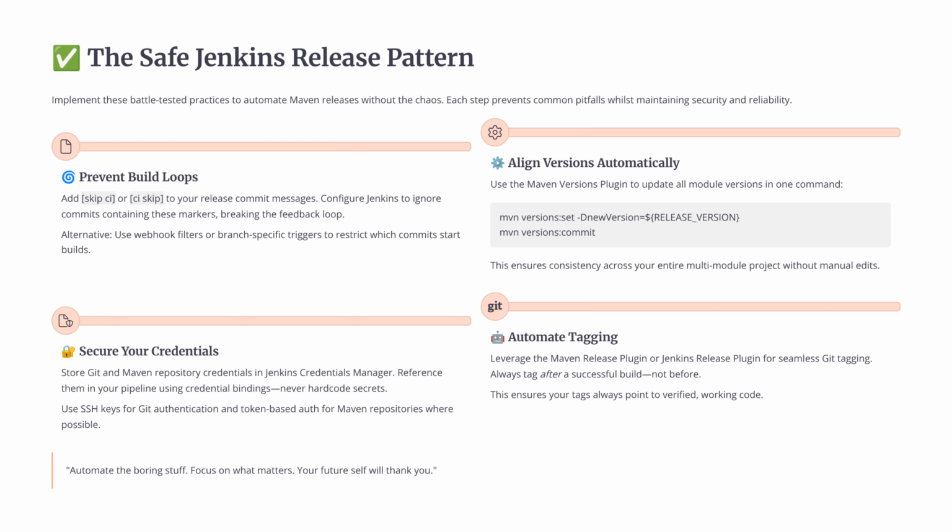When you follow this process, you'll notice something magical. Your Jenkins builds run once and only once. Your Maven versions stay perfectly aligned, and your deployments happen securely, without extra manual work. So remember, automate the boring stuff, secure the sensitive stuff, and release with confidence.